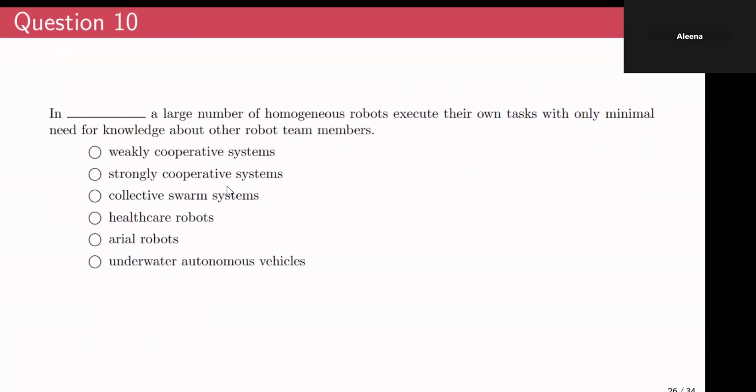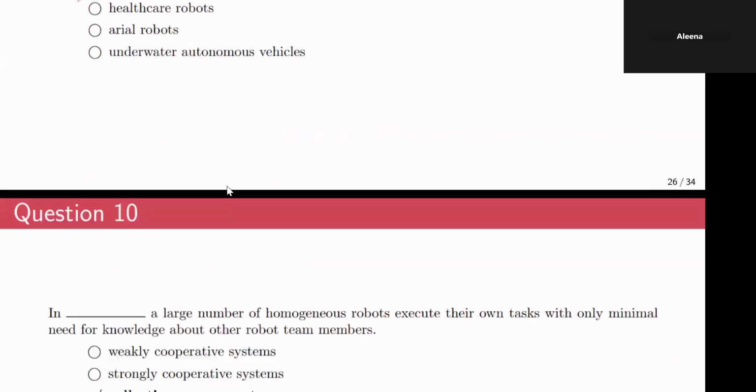Moving on to question 10. In one of the following options, a large number of homogeneous robots execute their own task with only minimal need of knowledge about other robot team members. Here, the keyword to look out for is homogeneous robots. In multi-robotic systems, we emphasized that homogeneous robots are employed in that specific system. So the answer is indeed collective swarm. That is the correct answer.